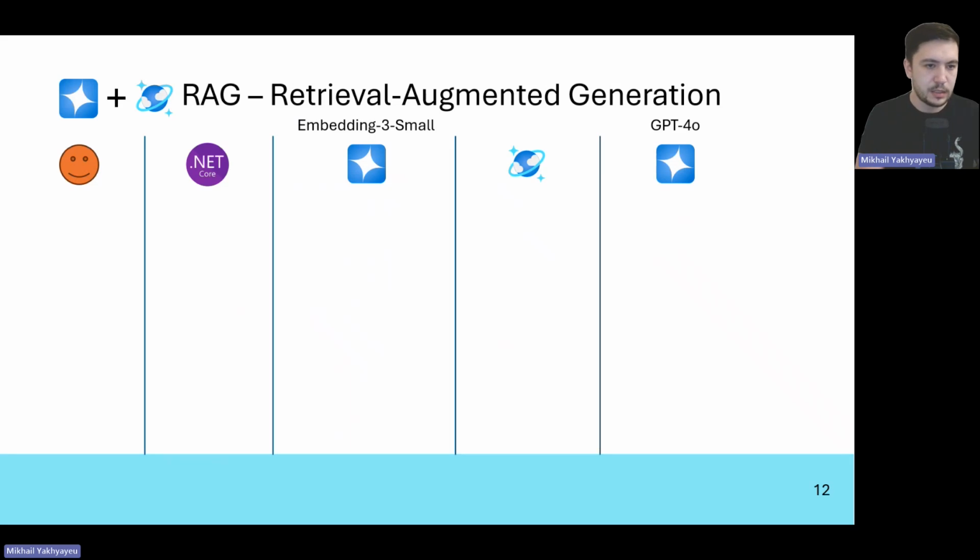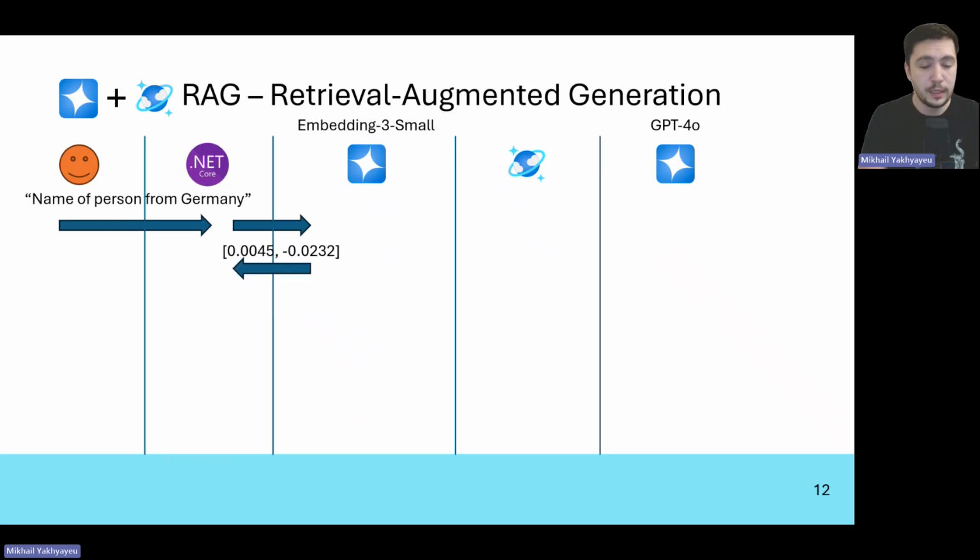So let's say our user wants to get the name of the person from Germany, and the user sends the request to the backend, to the .NET application, and the .NET application sends the request to the embedding model, and the embedding model in response gives us a number of floats. And this number of floats is called a vector, which is a digital representation of the user query.